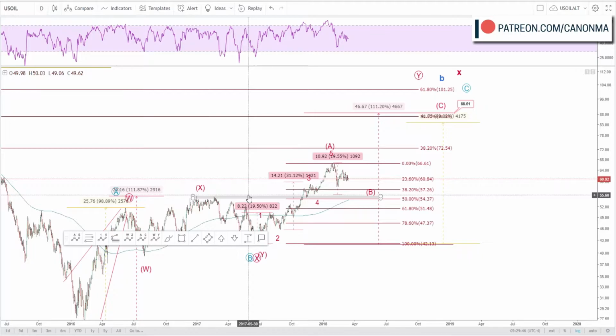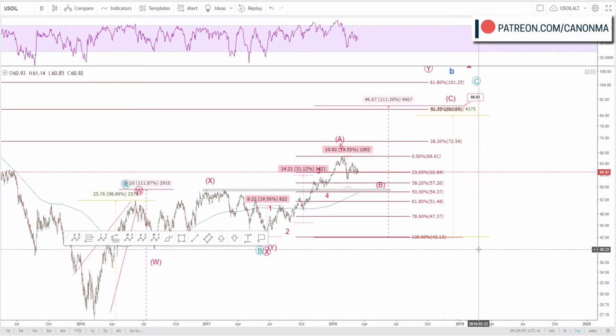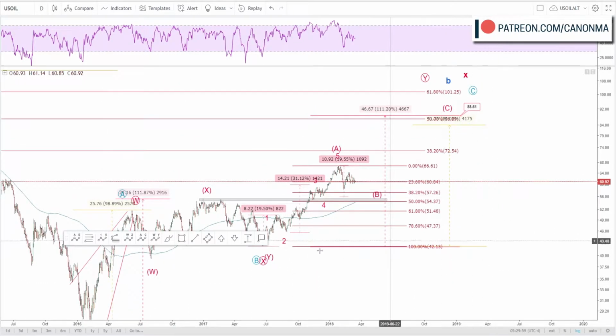So let's kick things off here then with a chart of oil. I'm looking at the daily chart to start things off, just as a reminder of where we're at in the long term real quick. On the long term count here, we have ourselves in a WXY pattern for the preferred count in red. So the circle with the capital letter is the primary wave. So primary wave W, X, and then we finally have ourselves in the primary Y wave stage here.